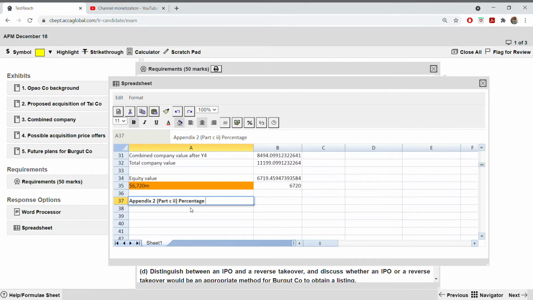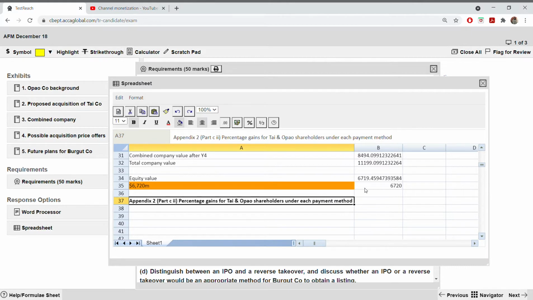Percentage gains for Thai and Upper shareholders under each payment method. Under each payment method. So if you see, my spellings are wrong. Under each payment method. So extending this line.